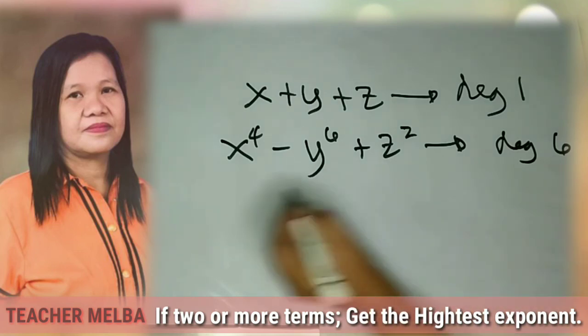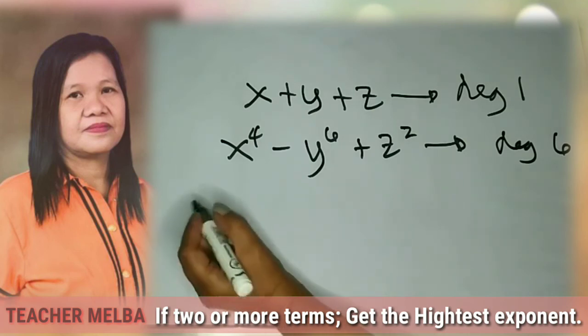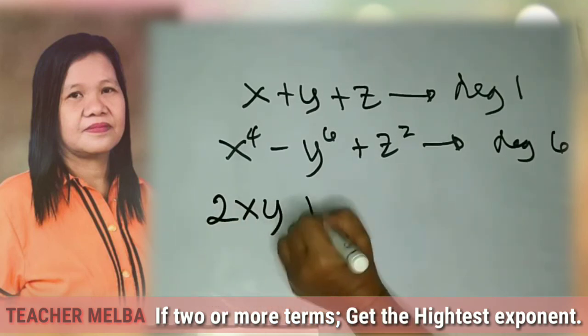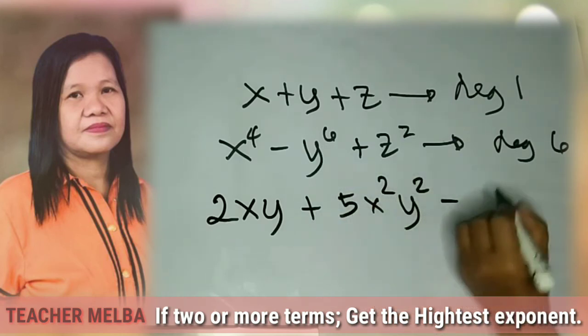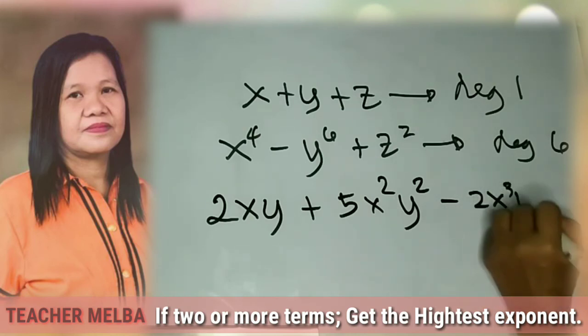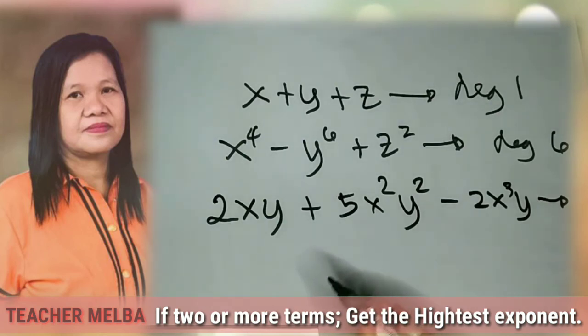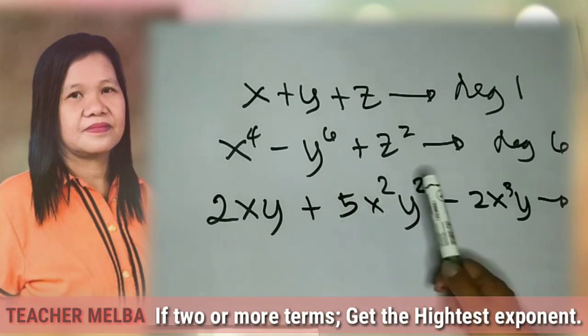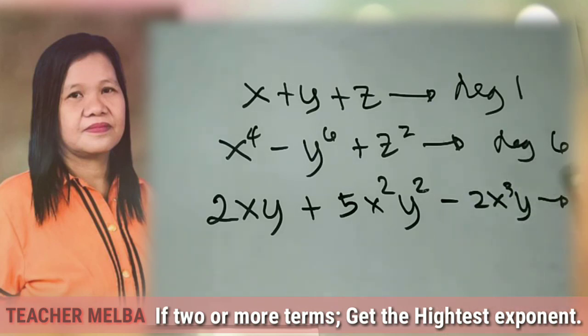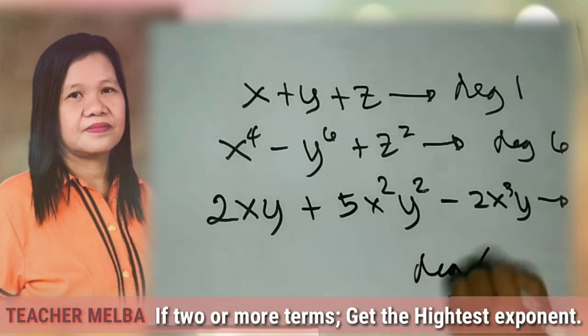How about if 2 or more variables for each term? Let's say, for example, you have 2xy plus 5x squared y squared minus 2x cubed y. So, if we will apply the previous rule, we will add the exponent of the variables. And since it has 3 terms, we will get the highest. So, for this case, we have 1 plus 1, 2. Next is 2 plus 2, 4. Here is 3 plus 1, 4. Therefore, it has a degree of 4.